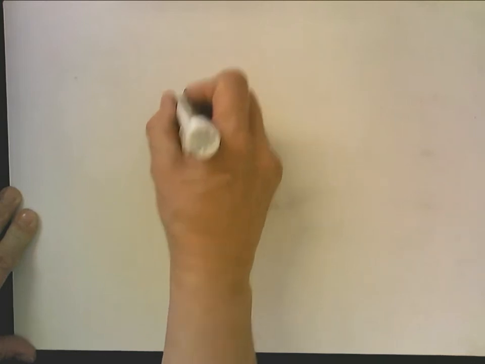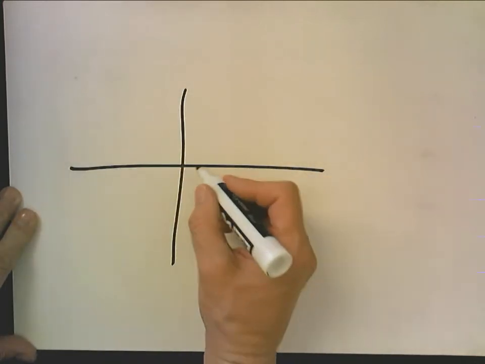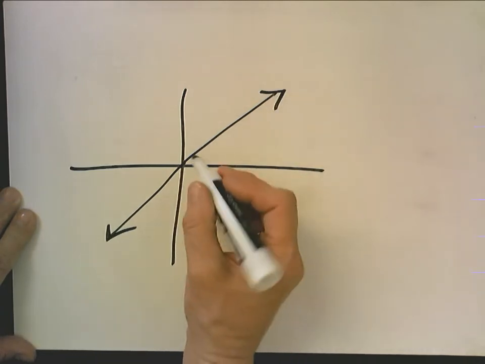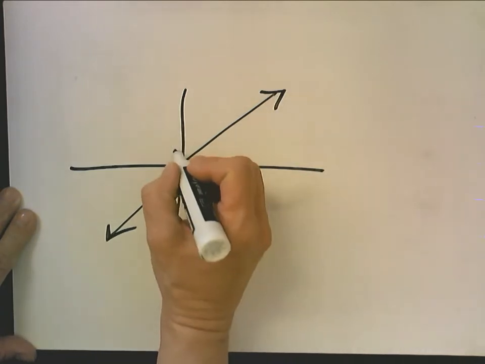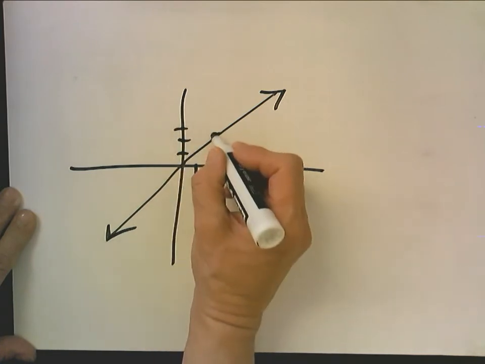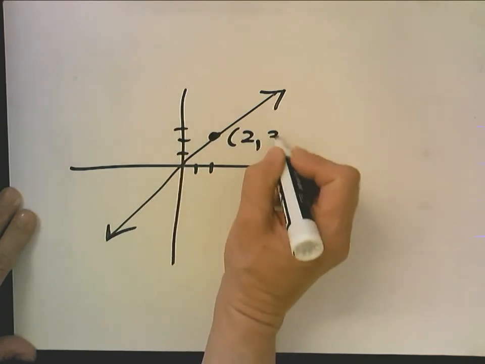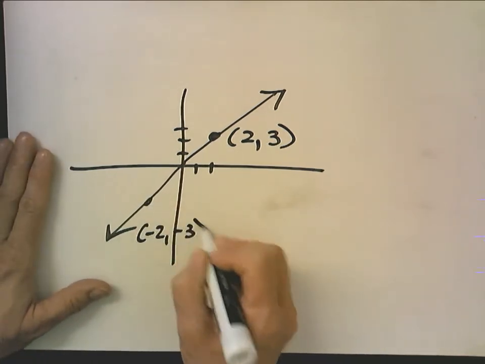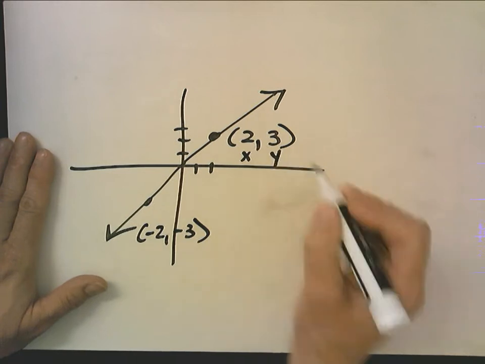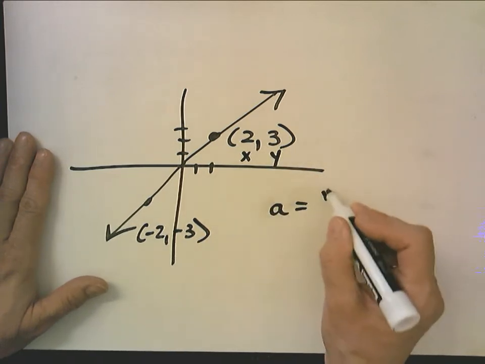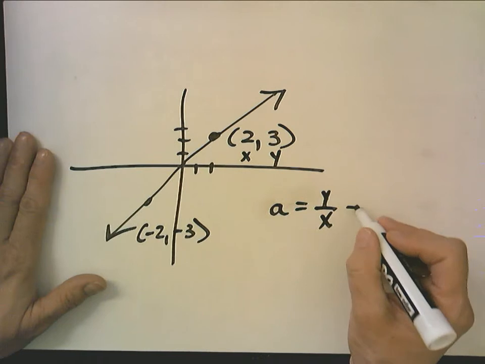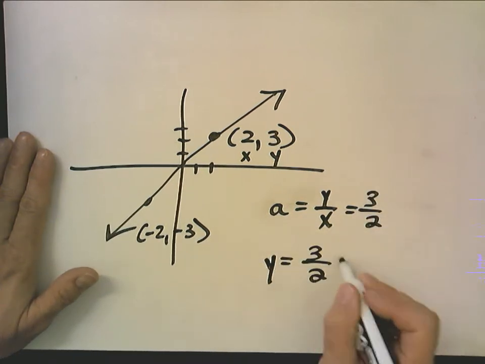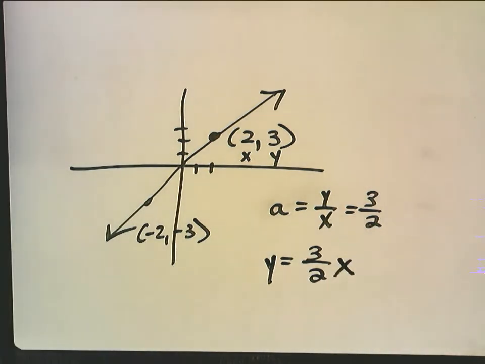Okay, the next one showed a graph. It was direct variation because it was a straight line through the origin. The point was here, which is at the point 2, 3, or -2, -3. I just make that x and that y. I know a equals y over x. So a has to equal 3/2. So if a equals 3/2, my equation is y equals 3/2 x.